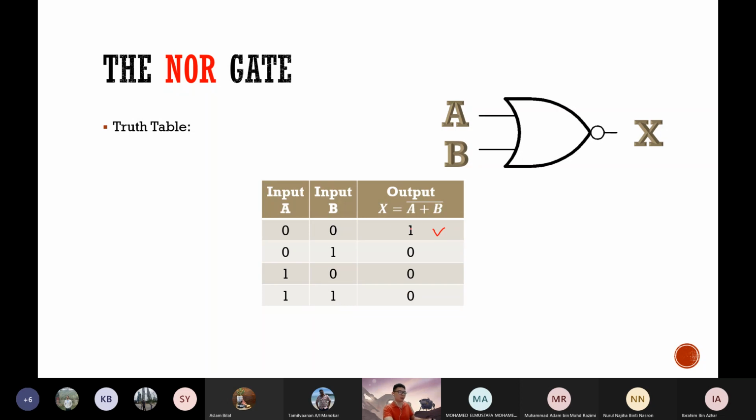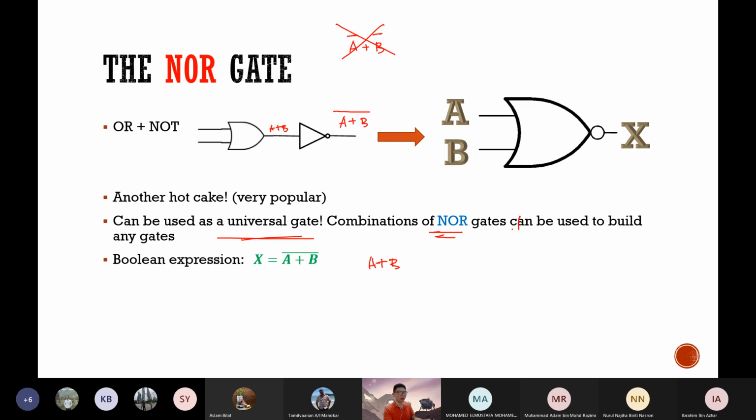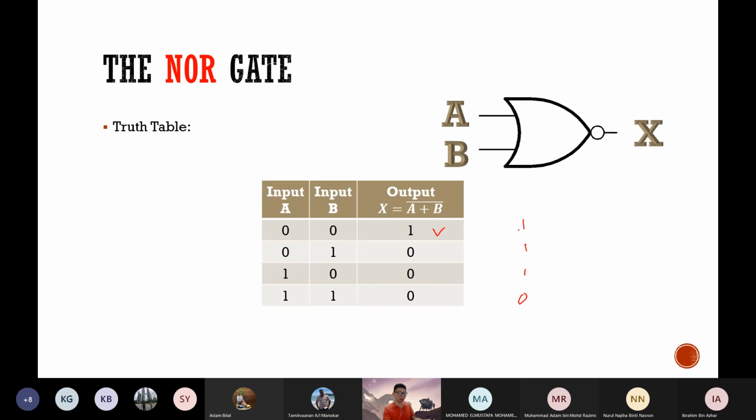Okay, so this is the inverted version of the NAND gate. If you notice, in the NAND gate your output was like this, but this one is the other way around. Okay, all right.